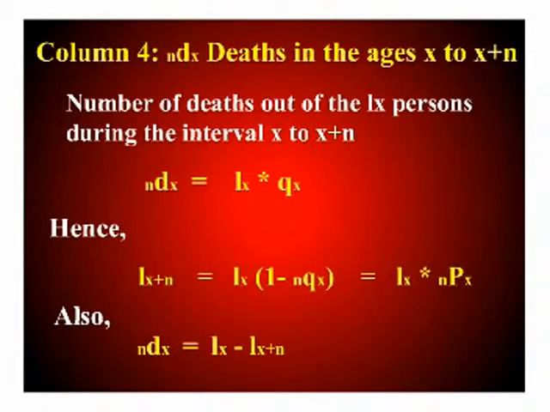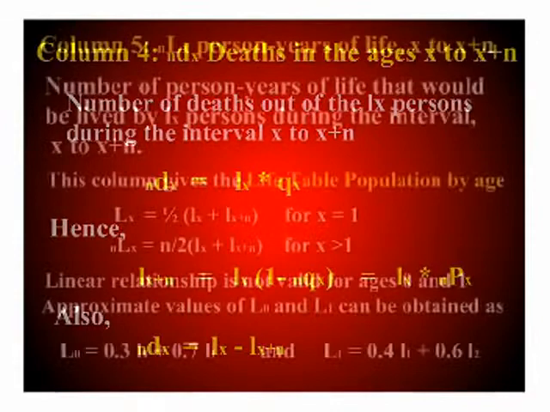In column 4, the number of deaths is reported, which is denoted by the notation ndx, which means the number of deaths out of lx persons during the age interval x to x plus n, that is, ndx equal to lx into qx. Hence lx+n equal to lx into 1 minus qx, which is again equal to lx into npx.